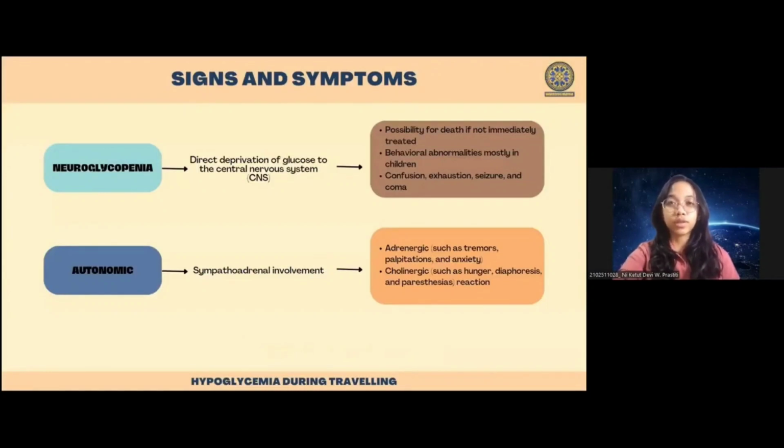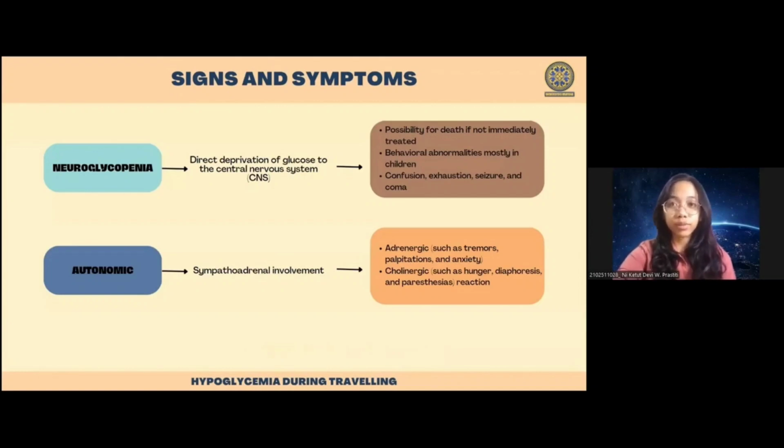Hypoglycemia could cause two kinds of symptoms, which are neuroglycopenic and autonomic symptoms. Neuroglycopenic symptoms are caused by direct deprivation of glucose to the central nervous system, which can cause confusion, drowsiness, speech difficulty, incoordination, abnormal behavior in children, blurred vision, and could lead to death if not immediately treated.